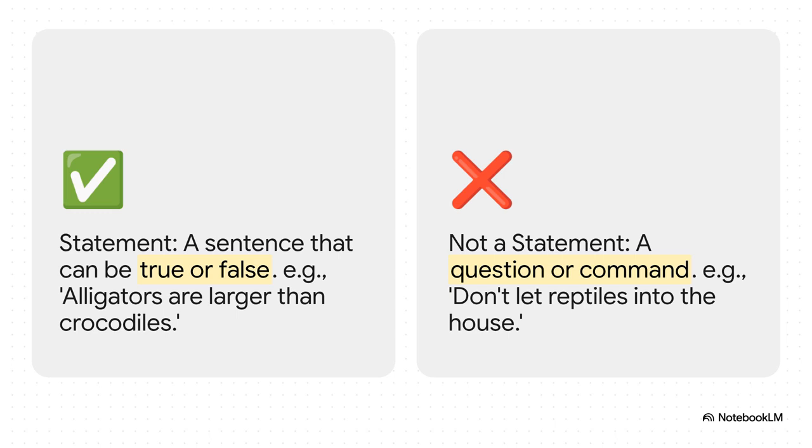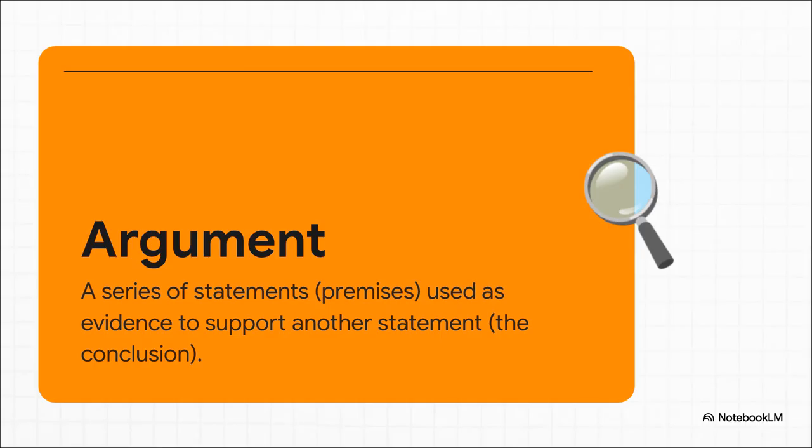All alligators are on average larger than crocodiles. That's a statement. We can go check the facts, right? But look at a command, like, don't let any reptiles into the house. That's not a statement. It can't be true or false. It's just an order. This little distinction is absolutely crucial because you simply can't build a logical argument out of things that aren't statements.